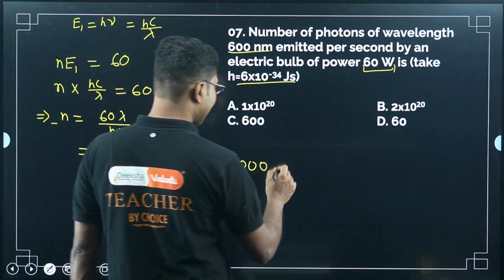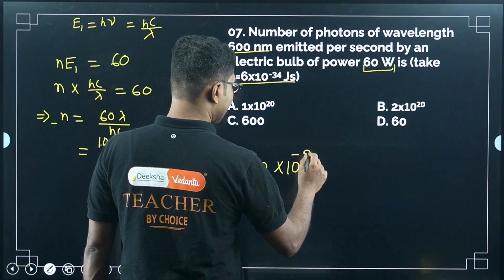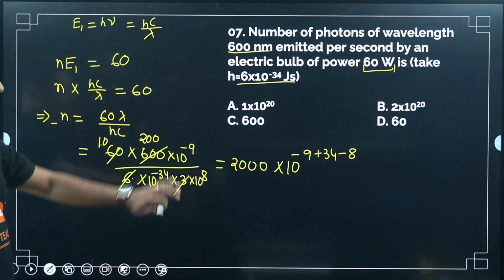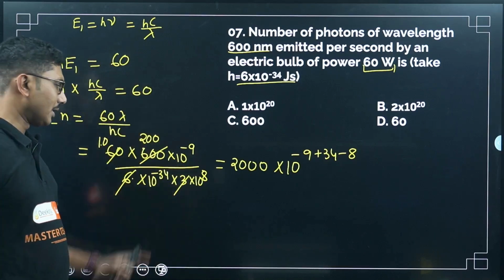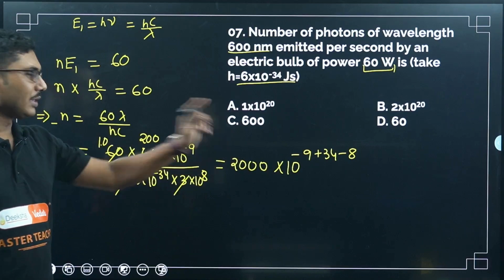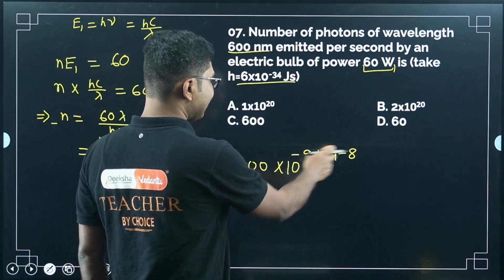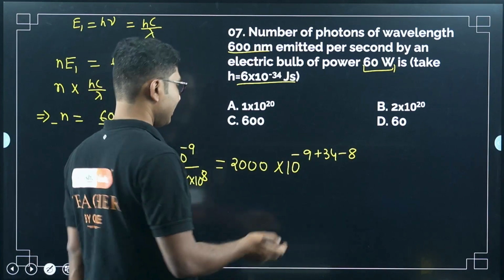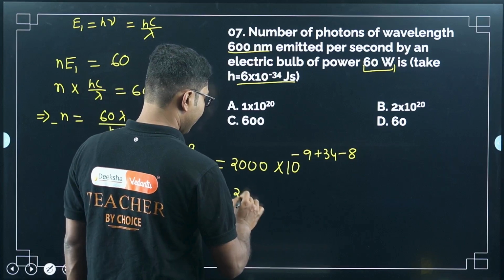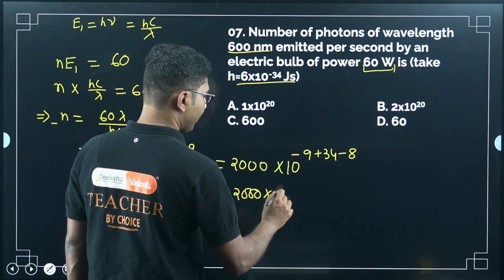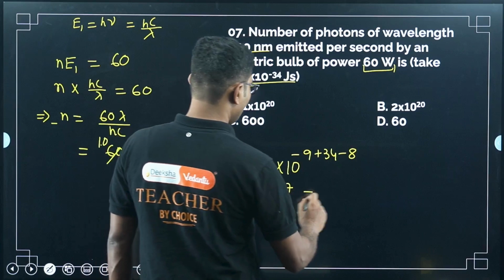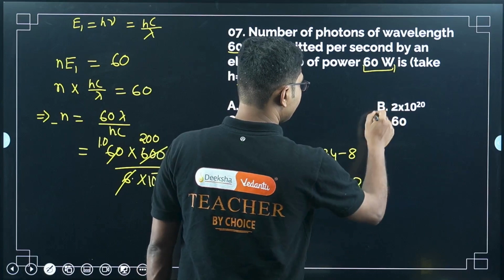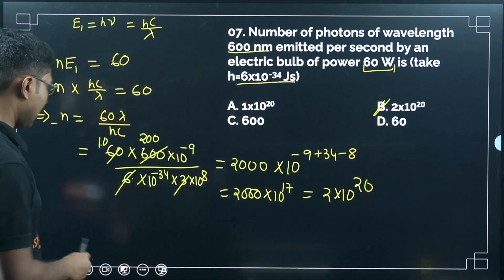Now I have to calculate the 10 to the powers carefully. Minus 9 plus 34 minus 8. We have just switched the positions, whatever was negative became positive, whatever was positive became negative. So it is minus 9 minus 8, minus 17, and minus 17 plus 34 is plus 17, right? So it will be 2000 times 10 to the power of 17, or 2 times 10 to the power of 20. So 2 times 10 to the power of 20 is the correct answer.